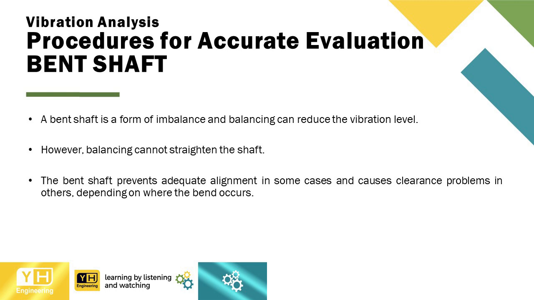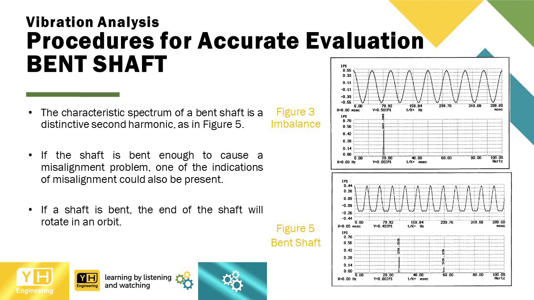The bent shaft prevents adequate alignment in some cases and causes clearance problems in others, depending on where the bend occurs. The characteristic spectrum of a bent shaft is a distinctive second harmonic, as in Figure 5. If the shaft is bent enough to cause a misalignment problem, one of the indications of misalignment could also be present. If a shaft is bent, the end of the shaft will rotate in an orbit.